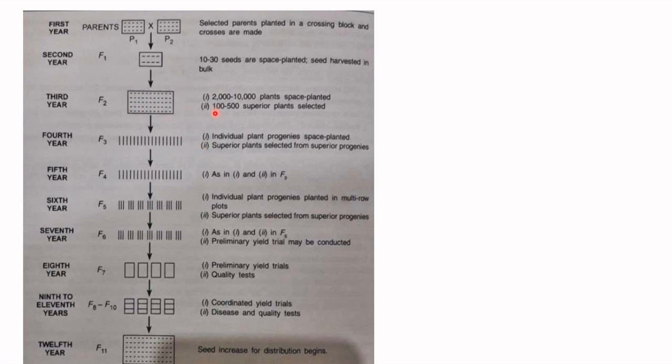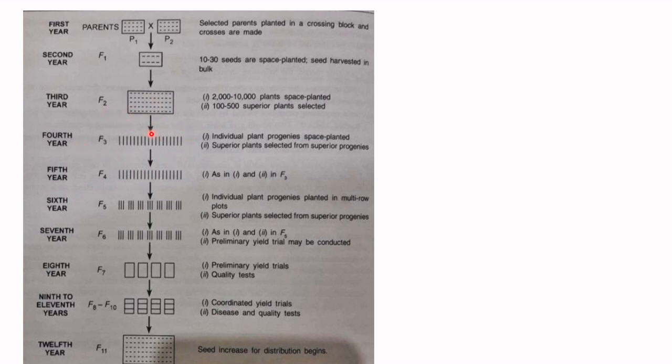So if we select 100 seeds, it basically means there is a comparatively close relationship between P1 and P2 compared to 500 plants which we are going to select, maybe because the parents are diverse. So if we select 100 plants from 2000 plants and 500 plants from 10,000 plants, the proportion is 5%. 5% of plants are going to be selected from the F2 population. And what kind of selection is to be done? Progeny selection is to be done.